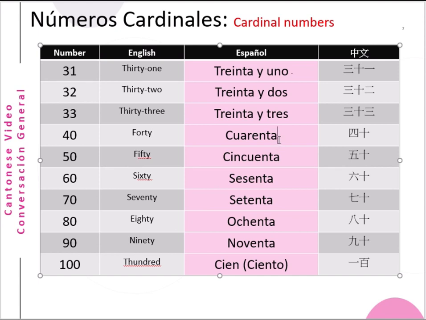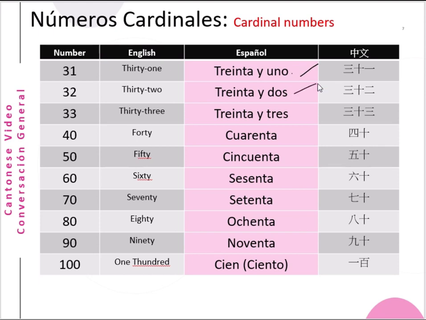We have a word for 40, which is cuarenta. 40, cuarenta. 50, 60, 70, 80, 90, and hundreds, 100. You have to remember that in English we may say one hundred, but in Spanish we don't say uno cien, we just say cien or ciento. 31, 32, 33, 40, 50, 60, 70, 80, 90, 100.